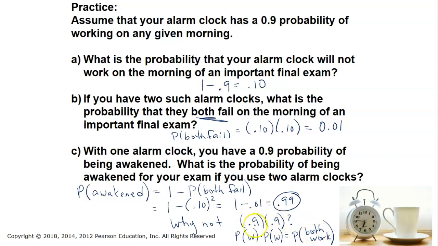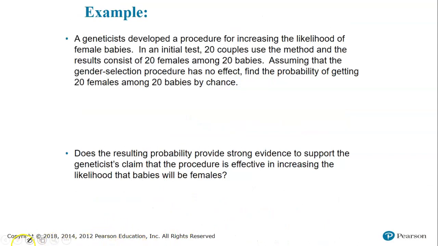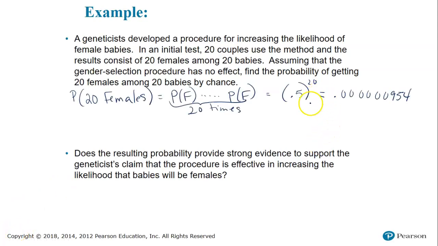So multiplying these two together is going to give you the probability that they both work, but it doesn't take into account the probability that one of them works and the other one fails. So that's why you have to do the calculation for part C like this, not like this, because this is not going to give you the right answer. Okay, here's another one that I'd like for you to try and then check your answers. Okay, check your answers for this one.